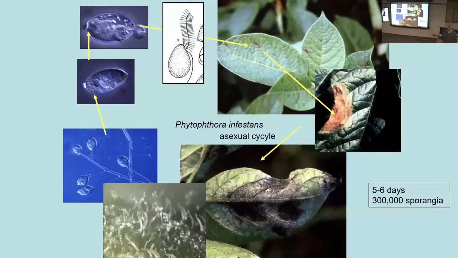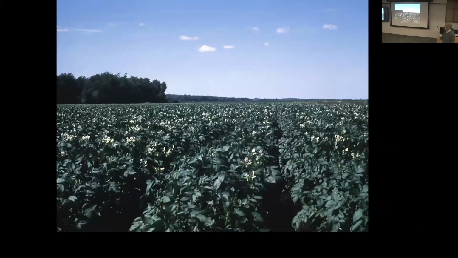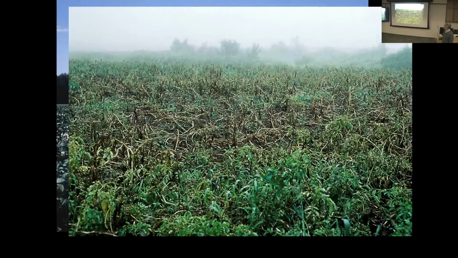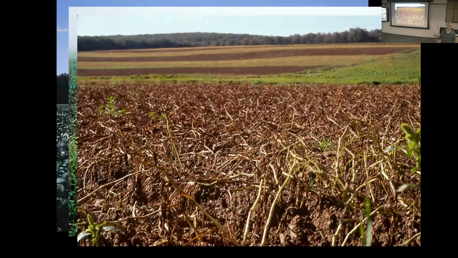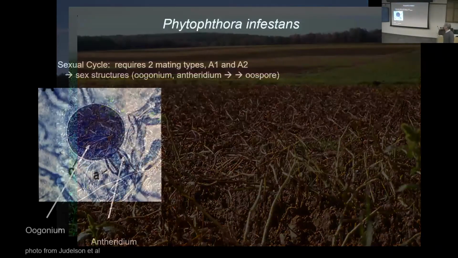A single sporangium can give rise to a huge number of other sporangia here. We've measured up to 300,000 sporangia from a single lesion. So the reproductive potential of this organism is really important. And as a result, it can turn a field of healthy looking potatoes like this in 7 or 8 days to something that looks like that, to something that looks like this in another 7 or 8 days. Those are real pictures of real epidemics that I took and observed. So this organism is really important.